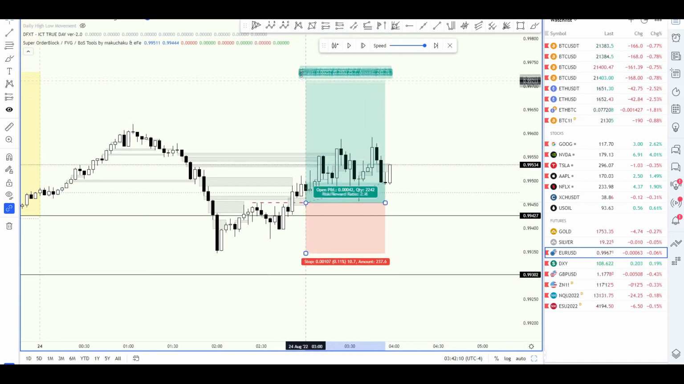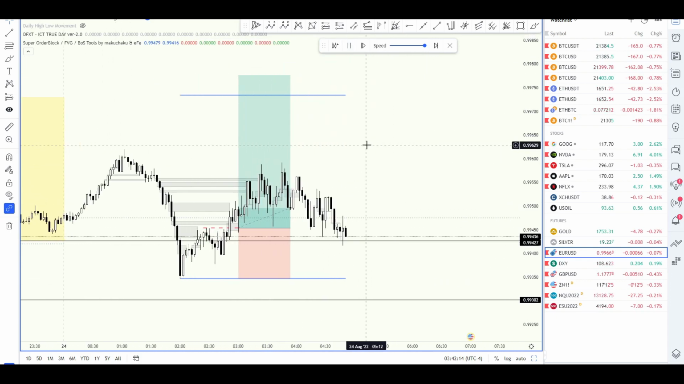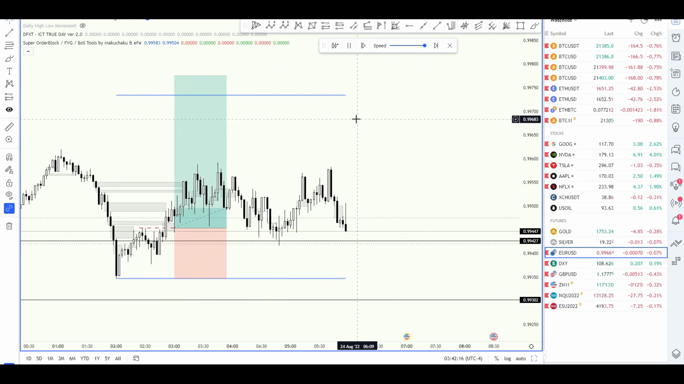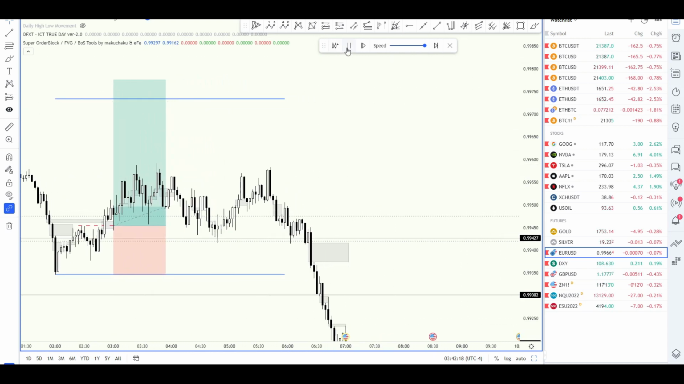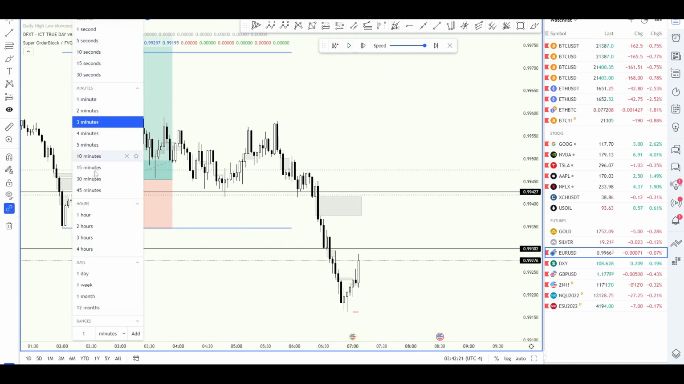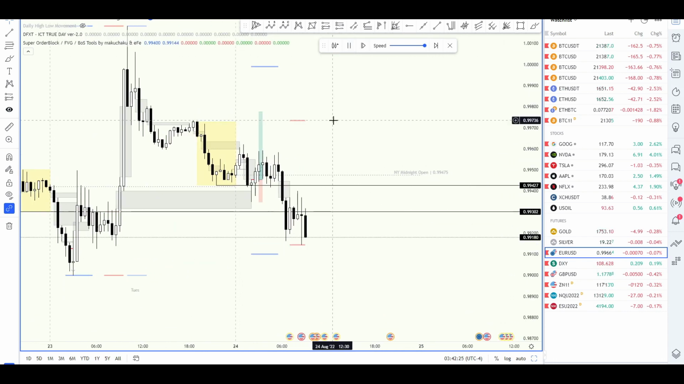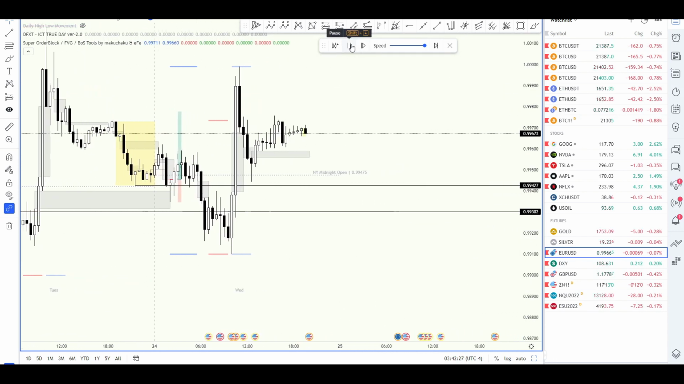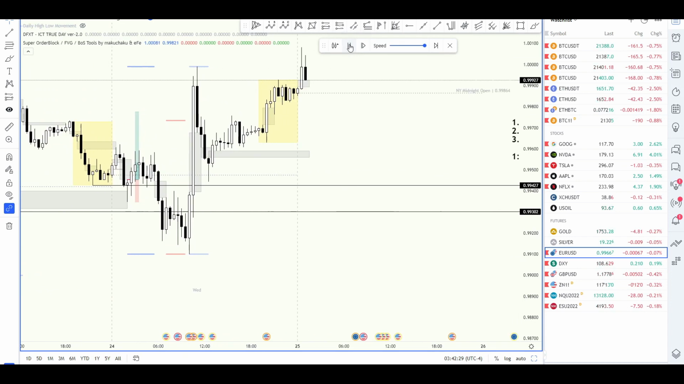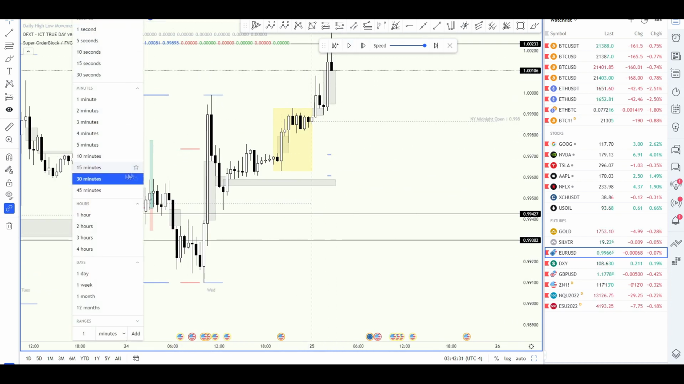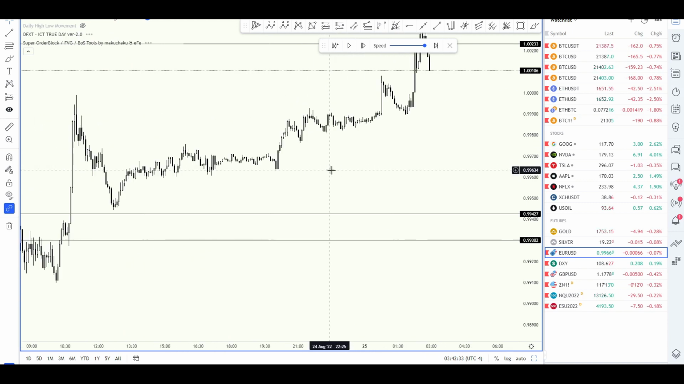Oops, let's do it like that. And let's see what is the result. So we are being stopped out. So that is a losing trade. Let's go to 30 minutes and wait for another Asian session. So here we have one. Let's go to the 5 minutes time frame.